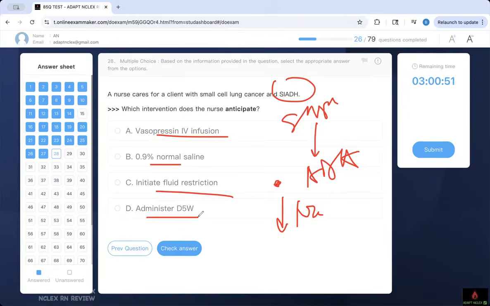Stop the video. Put your answer in the comment. Let me know what you think. Say hashtag number 29, number 28. This is what I pick.